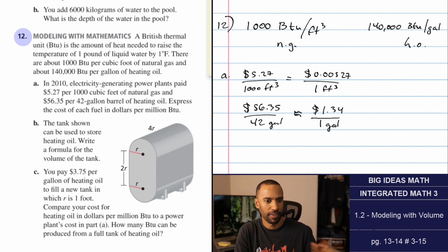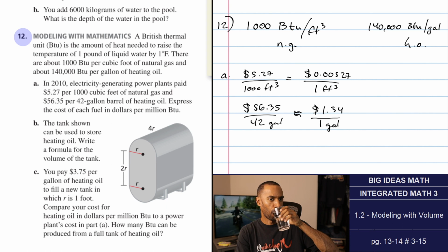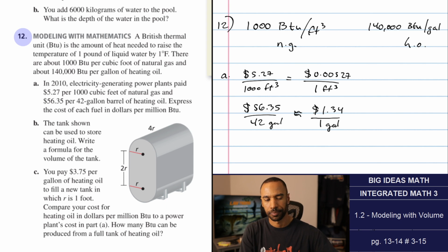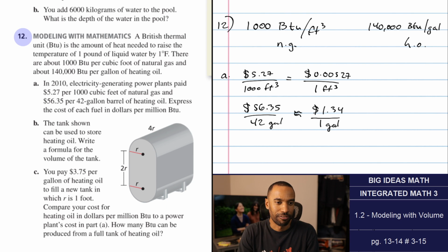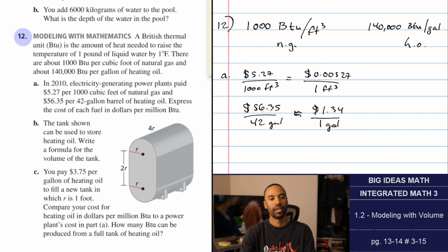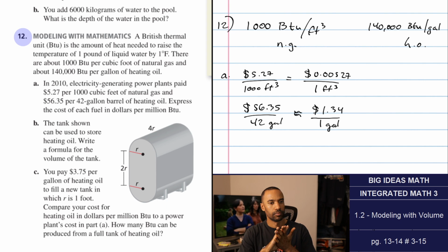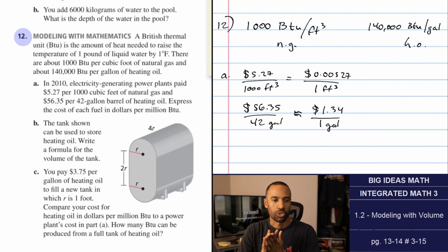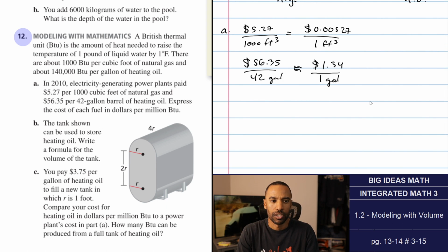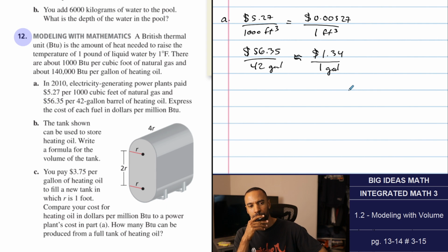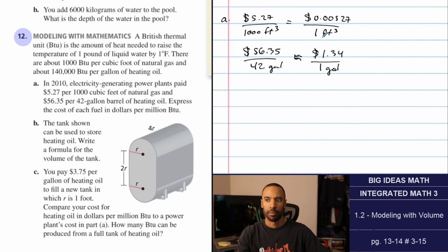Express the cost of each fuel in dollars per million BTU. Oh, I'm going to have trouble with this. 1,000 BTU per cubic foot. Oh, you know what I could have done? If it's per million BTU, then we could instead have changed the 1,000 BTU to 1 million and the 140,000 BTU to per million. And then that might work out in a better way. I'm having trouble with this one here, because we have the money as well. Okay, let me table these ones for a second. Let me look at the other one.